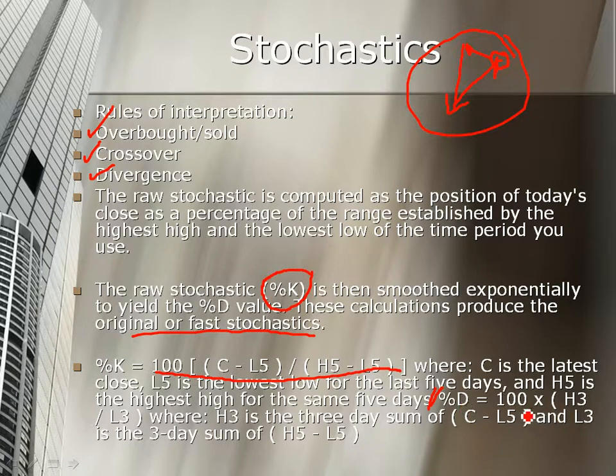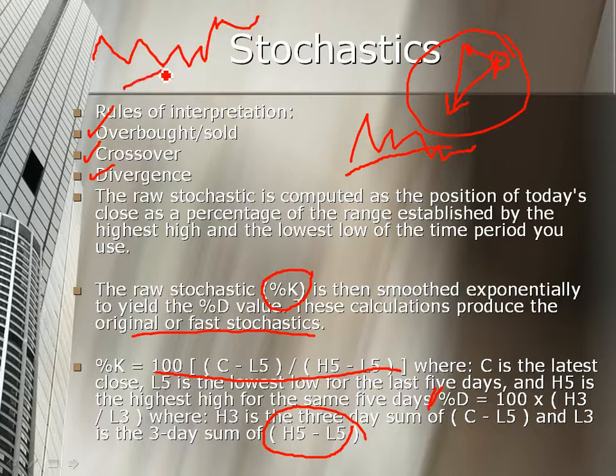%D then takes the value and works it out according to a formula like this, where H3 is the 3-day sum of that, and L3 is the 3-day sum of the difference between the high and the low. So that smooths out some of these sharp moves into more gradual moves. So you've got two lines, as you will see. You'll have sharp moves, or the fast stochastic, and you'll have a slightly slower line there, which is the %D. It's in combination that we interpret these according to overbought, crossover and divergence signals.